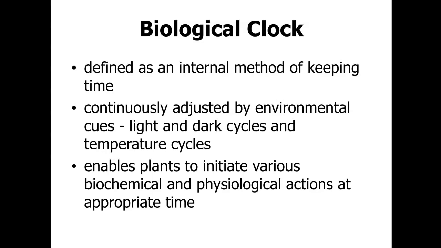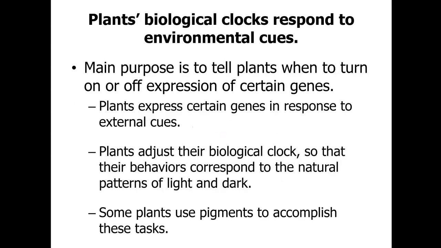So a biological clock is going to be defined as an internal method of keeping time. It continuously is going to be adjusted by environmental cues, things like light and dark cycles, and even temperature cycles. And it's going to help enable plants to initiate various biochemical and physiological actions at the appropriate time. So the main purpose is to tell plants when to turn on or when to turn off certain expression of genes. So plants can express certain genes in response to these cues. They adjust their biological clock so that their behavior corresponds with the natural patterns of light and dark.